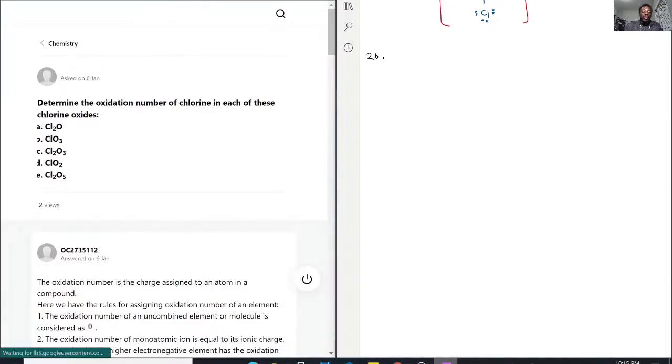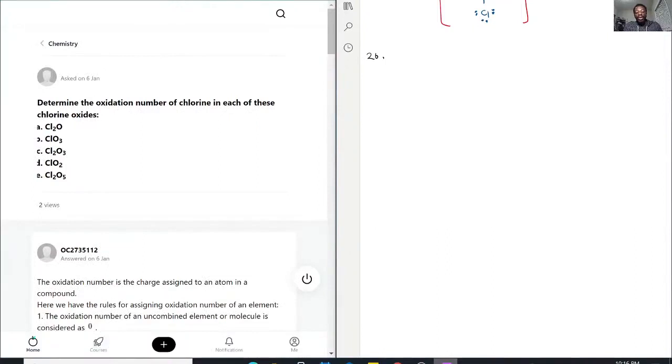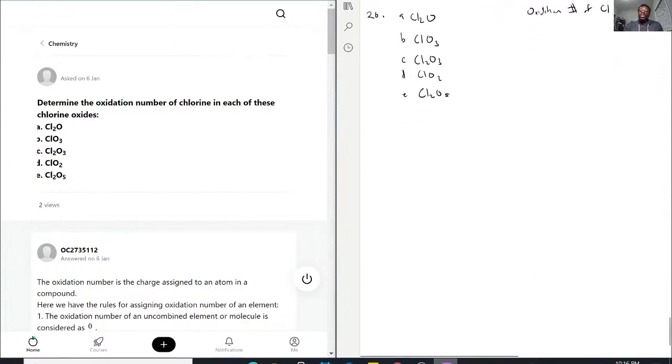So for 20 we have, determine the oxidation number of chlorine in each of these chlorine oxides. So A, B, C, D, E, and we want the oxidation number of chlorine. So A, Cl2O, B, Cl2O3, C, Cl2O3, D, Cl2O2, and E, Cl2O5. Okay, so with this being said, the good news is that we all have oxygen there, each of them.